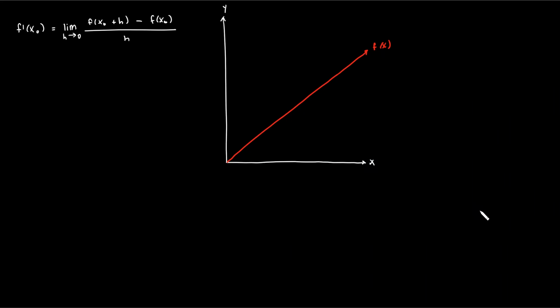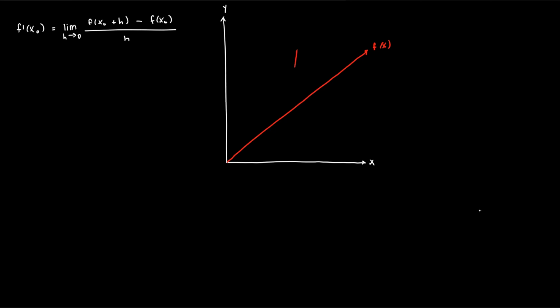What you see written at the top left-hand corner of the screen is what you might often see in textbooks as the limit definition of the derivative. And I'm going to try to explain it so it seems a little bit less intimidating.